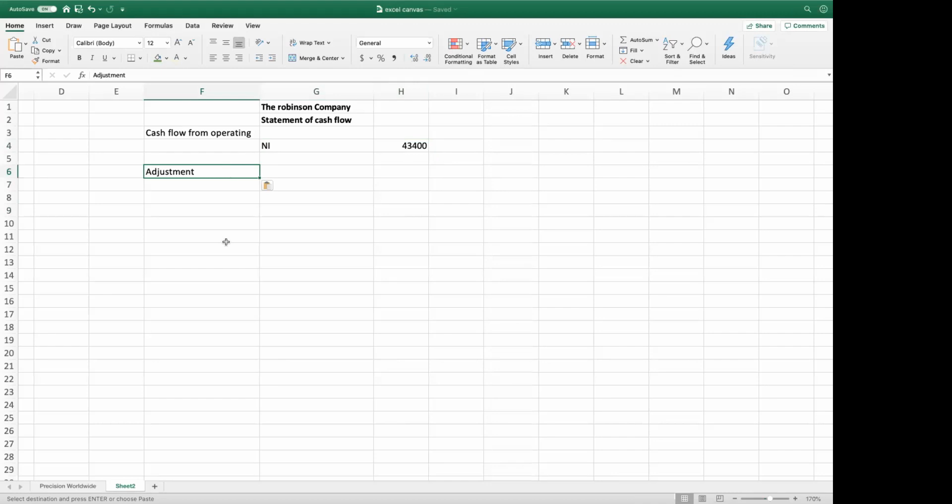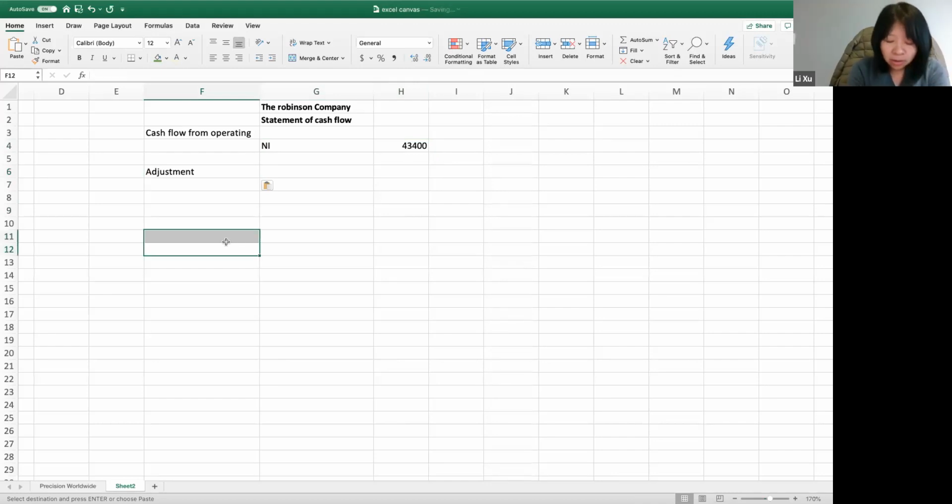For the adjustment, like what I said, you want to do it in a very systematic way, so not just randomly pick up the numbers. Instead, I will encourage you to move from the income statement to the balance sheet. For the income statement, what should you be looking for? You should be looking for all non-cash expenses, losses, gains, and revenue.